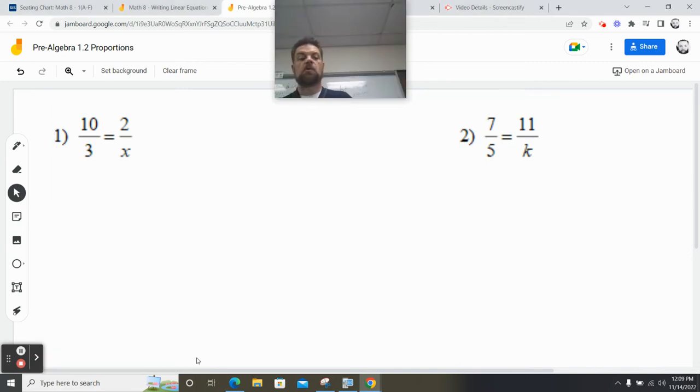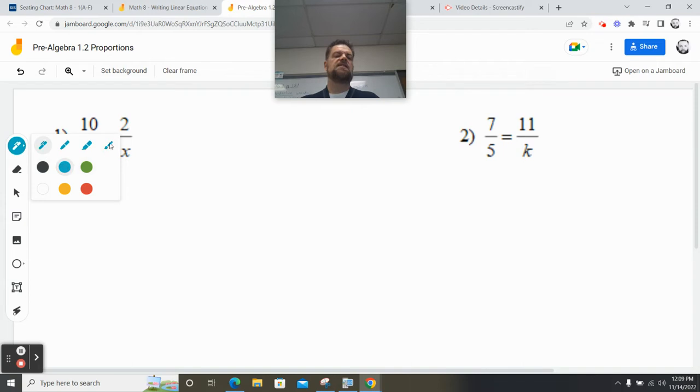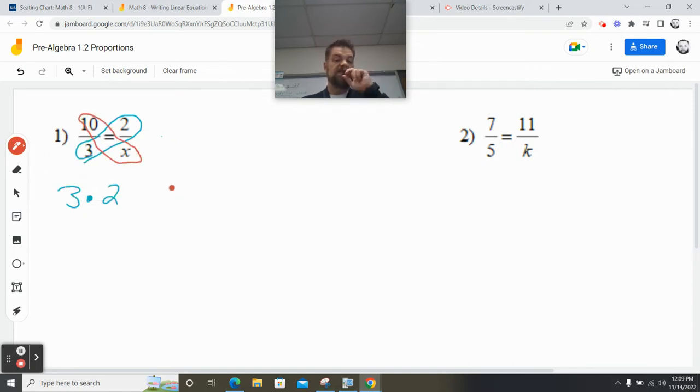All right, so these are proportions, and proportions are easy to solve. When we did this in the textbook, we had some story problems, and we'll do some story problems, but I want to just crank through the math. The easiest way to solve a proportion is cross multiplication. So you're going to cross multiply these. In other words, I'm going to say 3 times 2, and then set that equal to 10 times x.